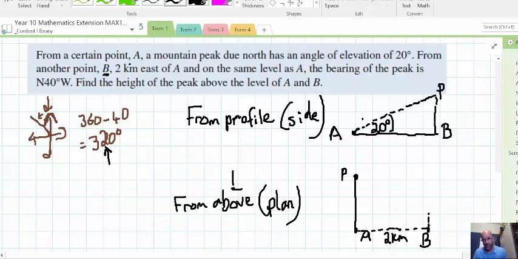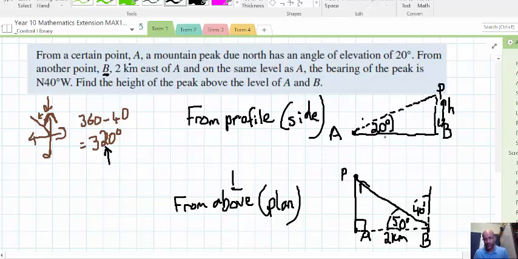So from B it's basically on a bearing of 320 degrees or north 40 degrees west, so it's like that. Now that would obviously create a 40 degree angle there because it's north 40 degrees west, so that would make this angle here 50. So we've got an angle, this is a right angle triangle, we're in business. The question says we have to find the height of the peak above A and B's level, so that's the vertical side profile diagram, so we have to find H.